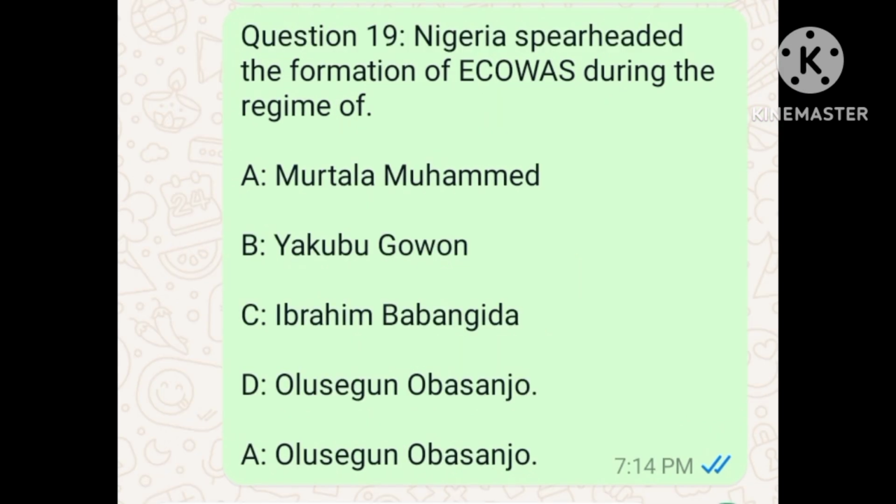The next question is question number 19. The question is, Nigeria spearheaded the formation of ECOWAS during the regime of.